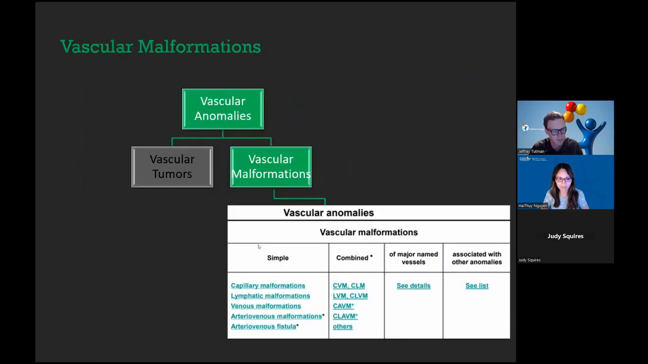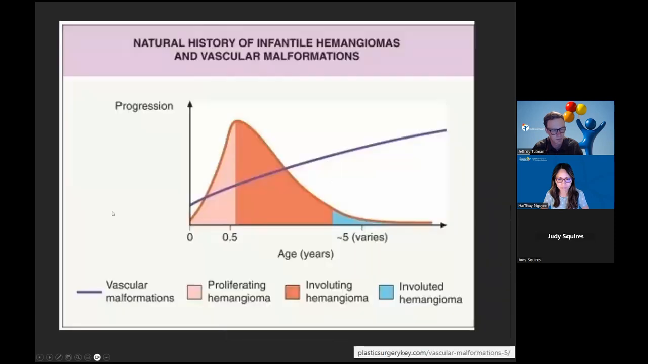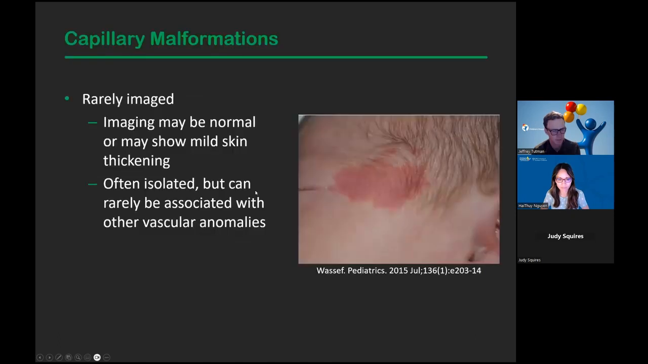Now I'm going to turn the camp to vascular malformations. Like I said, these are like congenital heart disease. They're there from birth, and just like a small ASD or something may not be recognized until later in life, these aren't always noticed until later in life, which is what makes them tricky. And this is just to remind us what the hemangioma does and what the vascular malformation does.